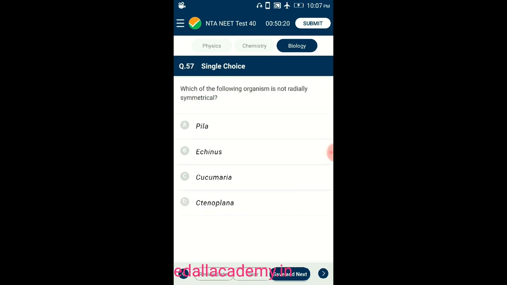Question number 57. Which of the following organisms is not radially symmetrical? Radial symmetry: a radial animal has top and bottom but has no head or rear end and no left or right. Examples of animals possessing radial symmetry are Cnidaria, Ctenophora, and Echinodermata. So the answer for this question is Phyla. Phyla is the organism that is not radially symmetrical. So the answer for this question is option A.